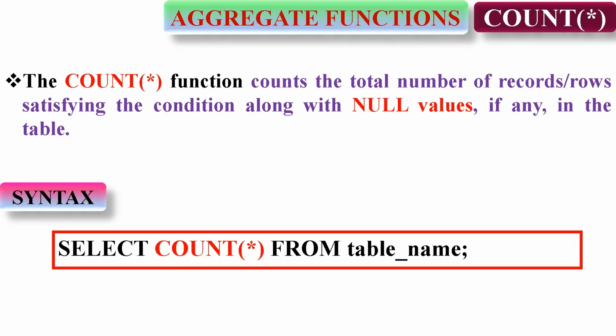The next function is count star. The count star function counts the total number of records or rows satisfying the condition, along with null values, if any, in the table. The syntax is select count of star from table underscore name semicolon.